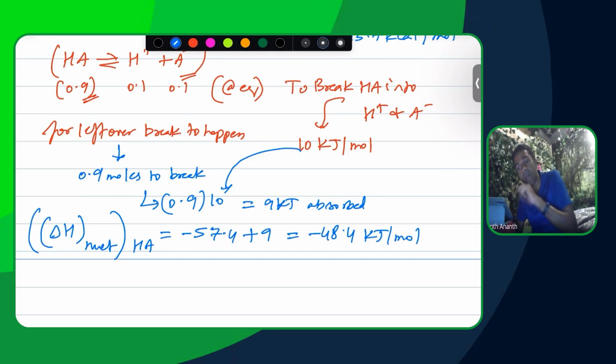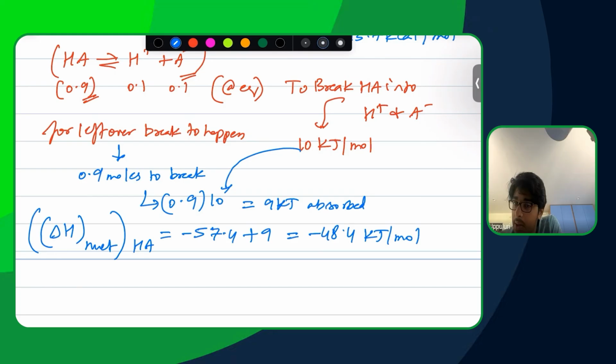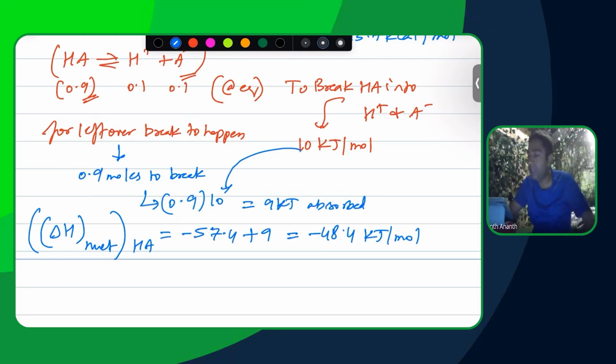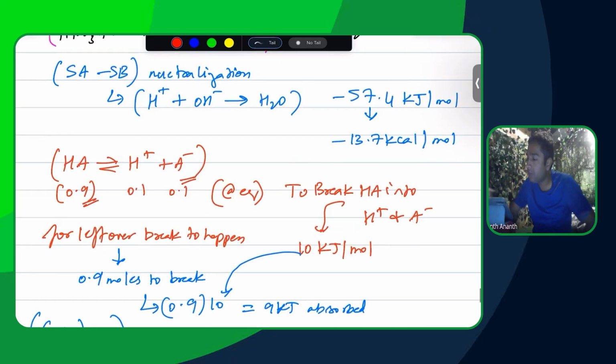we can actually back calculate and find out the alpha value for the weak acid or weak base. For instance, if I gave the HA's value here as minus 48.4, and I told you this breaking is going to be this much, what can I conclude there? I can conclude that if this much energy is released, I should have had this much.